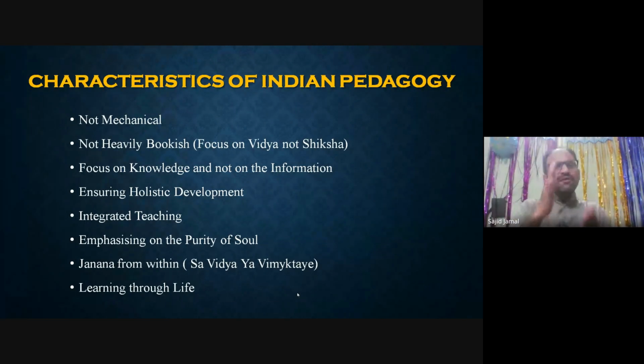If you see Indian pedagogy, our focus was on knowledge and not on information. All of our pedagogies ensured holistic development of the students. So what is holistic development? It includes physical, mental, moral, emotional, social, and spiritual development. If all these developments are taking place, then you can say that holistic development is taking place.